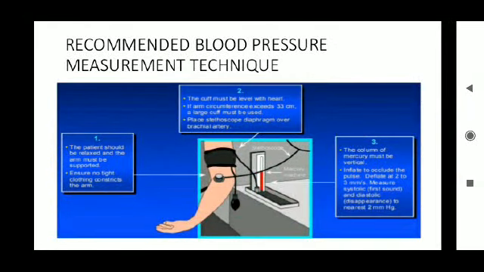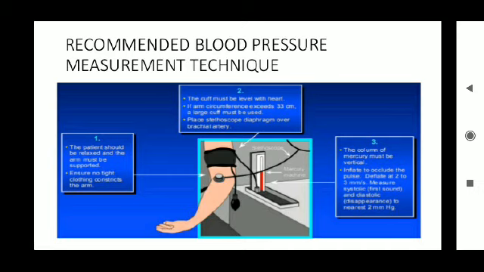As you see, this is the recommended blood pressure measurement technique. The first step is that the patient should be relaxed and the arm must be supported. Ensure no tight clothing constricts the arm. Then the second step is that the cuff must be level with the heart. If the arm circumference exceeds 33 centimeters, a large cuff must be used. Place the stethoscope diaphragm over the brachial artery.